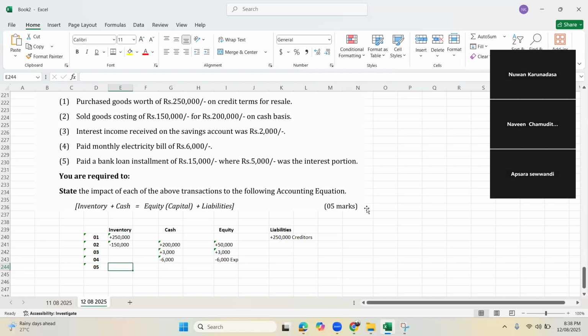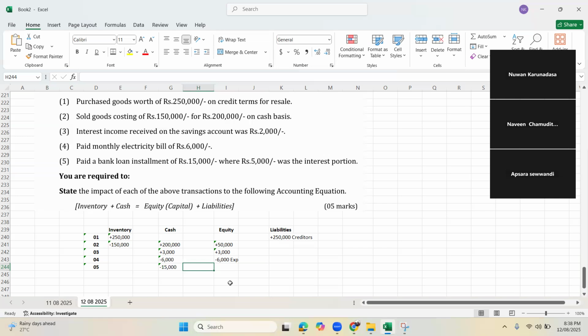Loan repayment, what will happen? Think. Liability, cash increase. Liability increase? No, wrong. Cash decrease by 15,000. Correct. Cash decrease by 15,000. Cash you are paying to the bank.